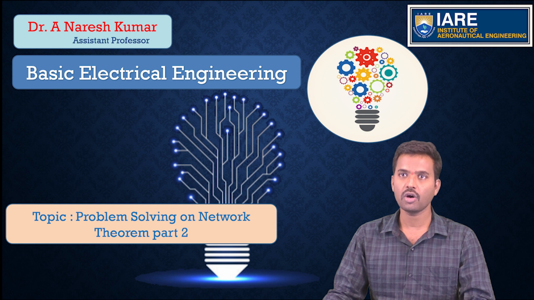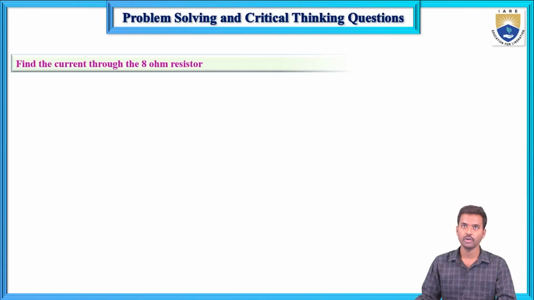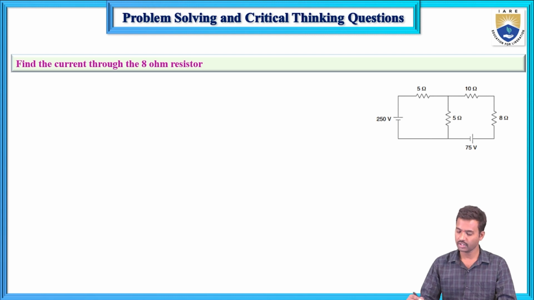Today we are going to solve some problems on network theorems. First problem: find the current flowing through the 8 ohms resistor in the given circuit. Here in this circuit, this is the 8 ohms resistor current. You need to calculate it using Thevenin's theorem. How will you calculate the current using Thevenin's theorem?